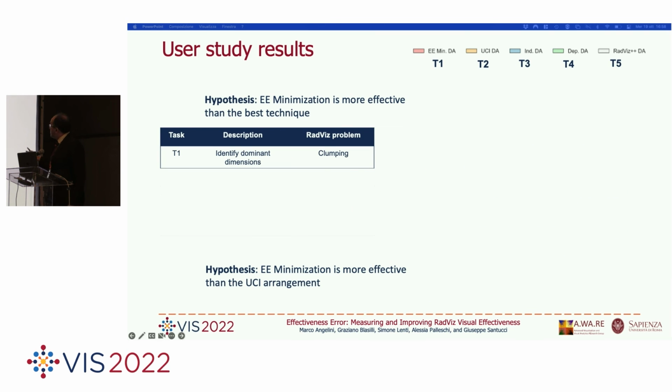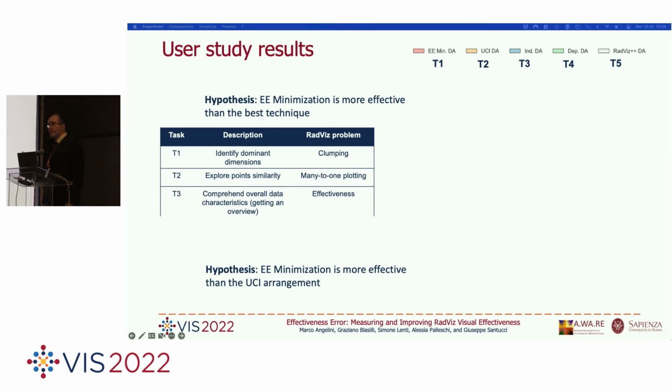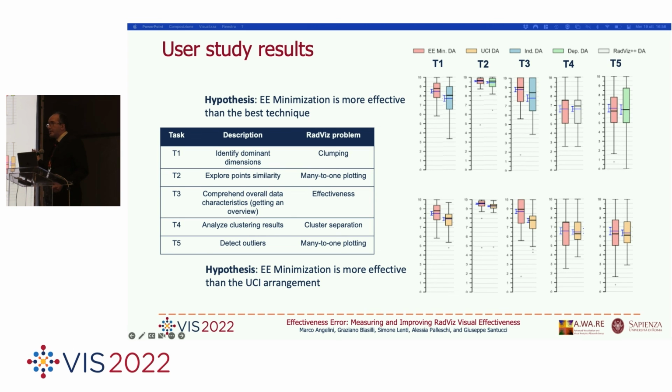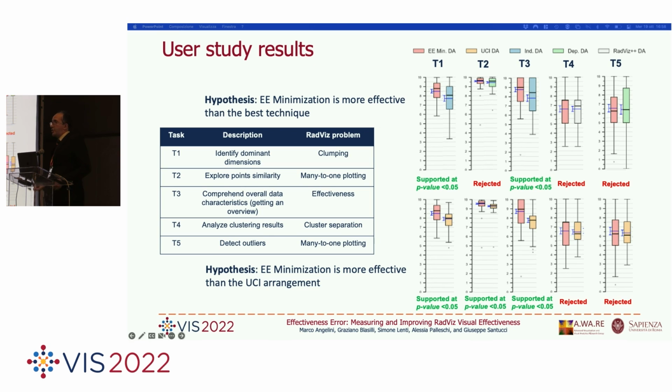The tasks were eventually modeled as: identify dominant dimensions for the user, explore point similarity, comprehend data overview, analyze clustering results, and detect outliers. And here we have the results with the support of the ANOVA test. Eventually, we saw that 5 of the hypotheses were supported at a p-value lower than 0.05, and 5 were rejected.